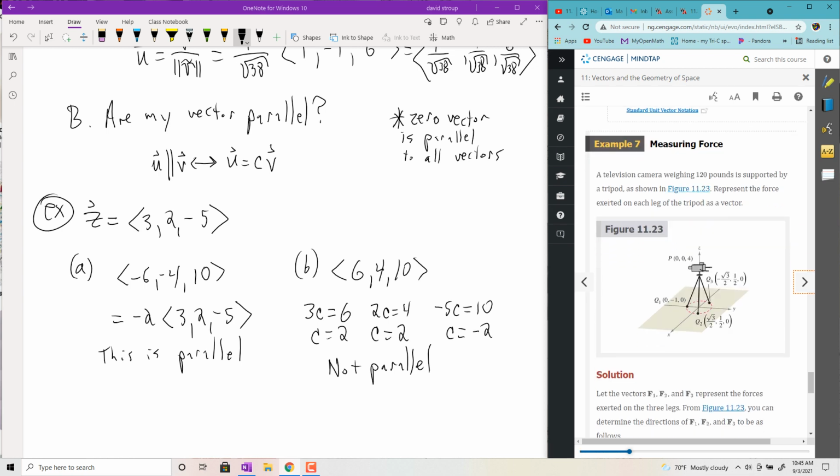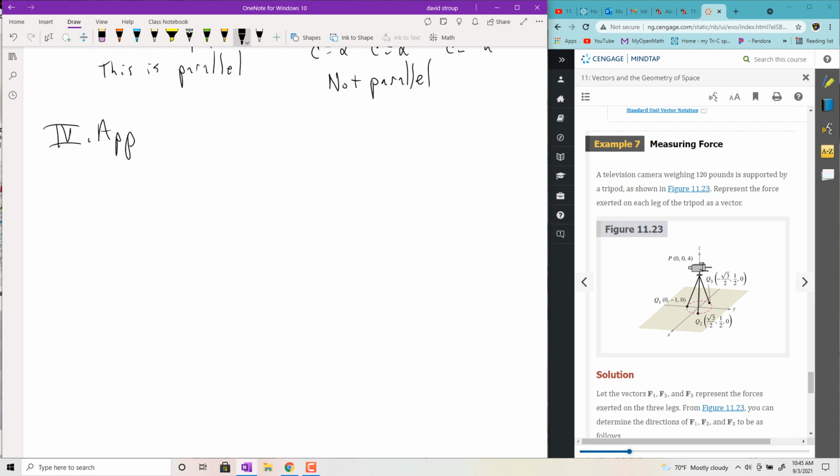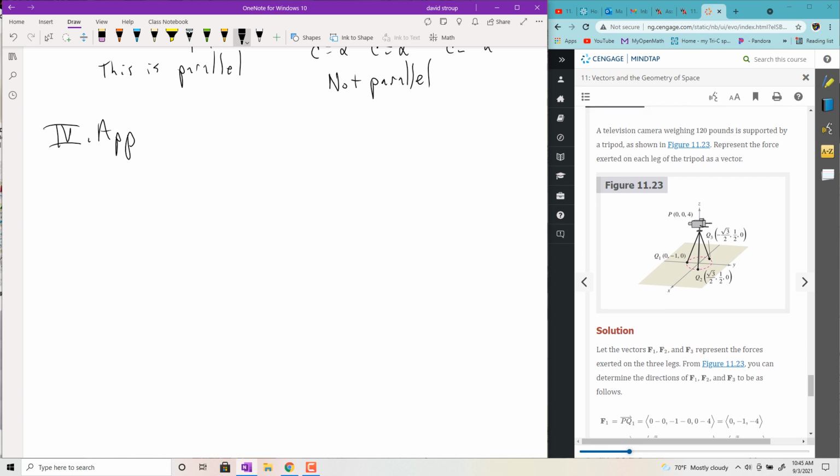Let's look at this force problem. I don't think there are any hard problems like this on the homework, but we'll take a look. So just one application. We have a camera sitting on a tripod, and we want to figure out the force vectors for each of the legs. So let's draw a quick picture of what's going on.